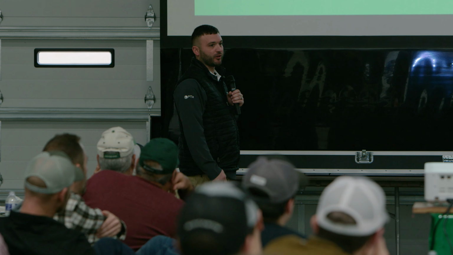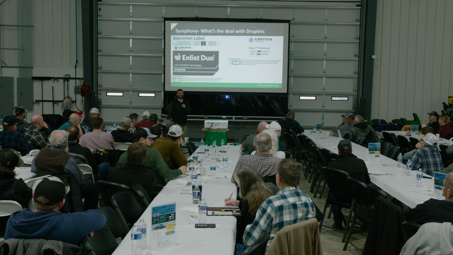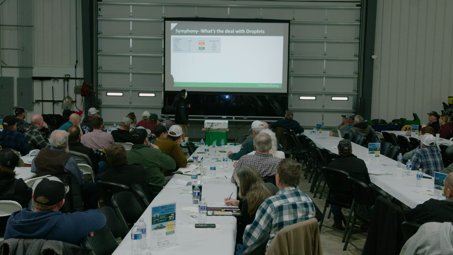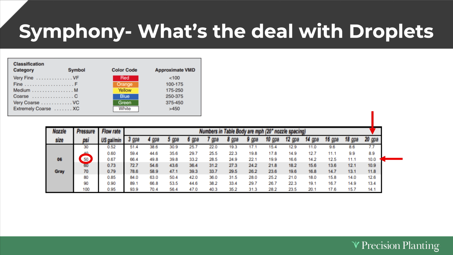Can anybody name all of the tips that go on a sprayer? There's a lot of them out there, right? They're kind of like closing systems. There's hundreds of them. So right here, it says numbers in table body are miles per hour with 20-inch spacings. So this grower here is trying to achieve 20 gallons per acre at 10 miles per hour. He has to have a pressure of 50 psi.